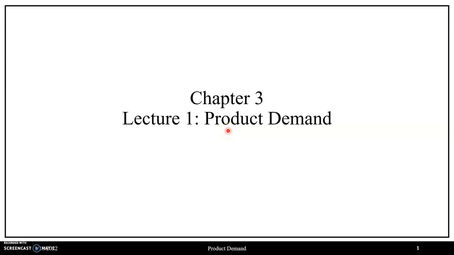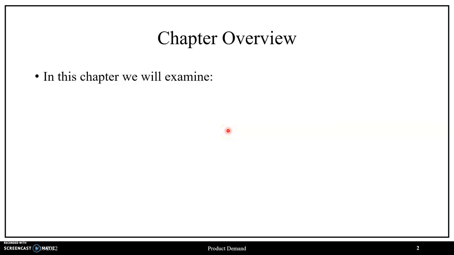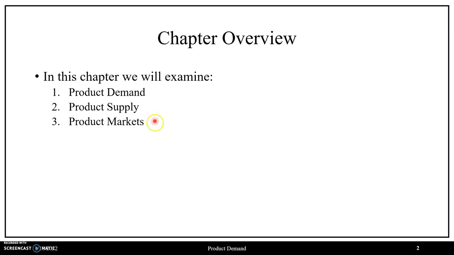In this video, we begin our discussion on Chapter 3, where our objectives for the chapter will be to go over product demand as well as product supply, to then put the two together in order to examine a product market to see how the price and quantity level for a specific good or service is determined.